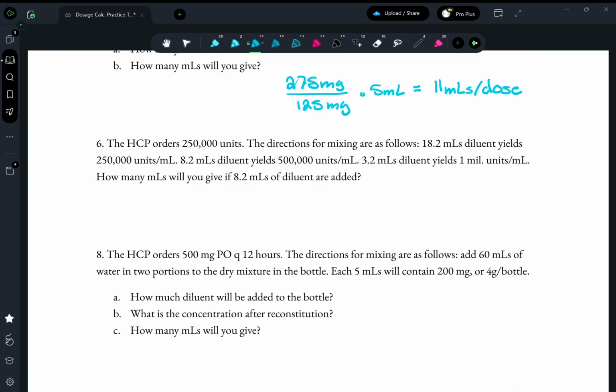Now we're getting down to the units and the very large numbers, because units are always in tens or hundreds of thousands. So let's see, question 6. We're just going to the next page. So our order is for 250,000 units. My advice to you, write out the entire number. Don't try to put like 250K or anything like that. You're going to end up losing your zeros and then you'll get a weird number.